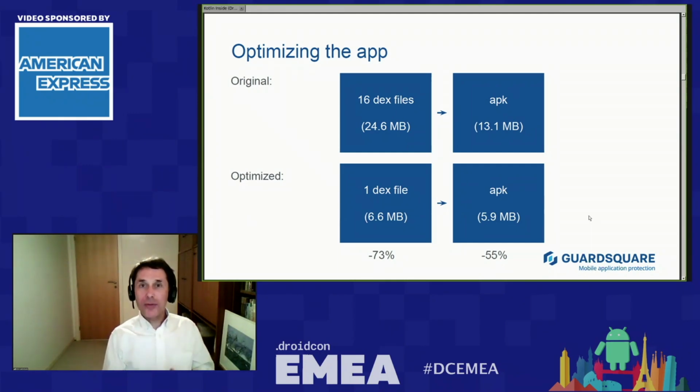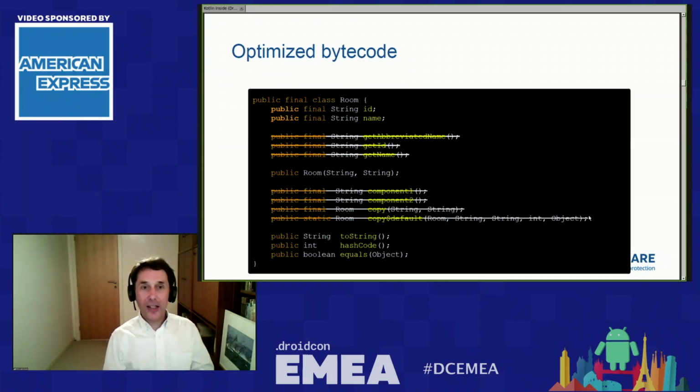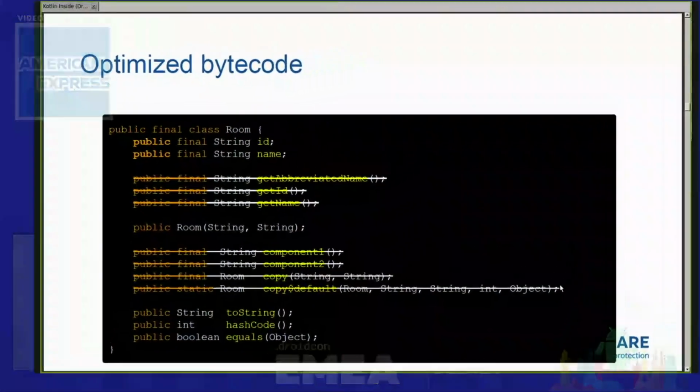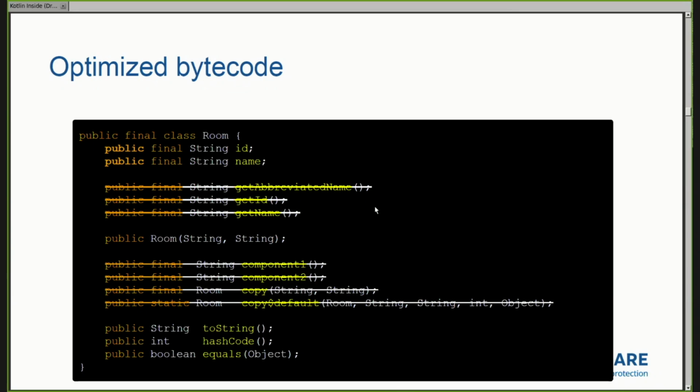The part of Kotlin that is optimized here is not quite clear. So I'll go into a bit more detail, out of curiosity, to see how the Kotlin-specific code is optimized. And I'll go back to the room data class. As you remember, it had these generated methods, these getters, the component methods, the copy methods.